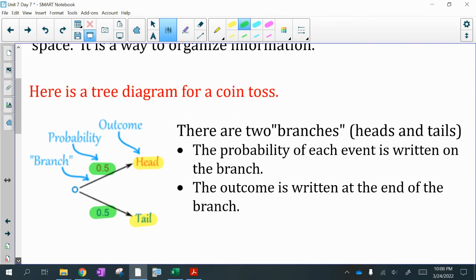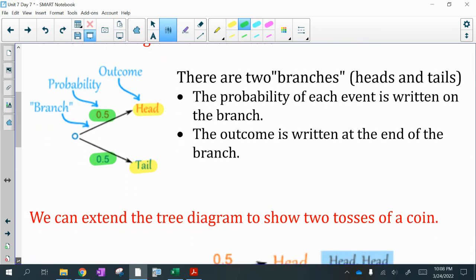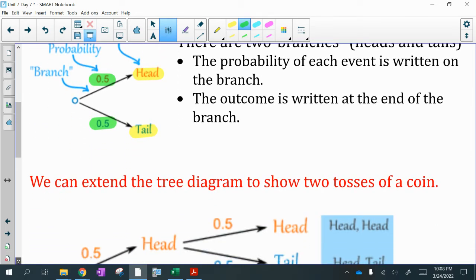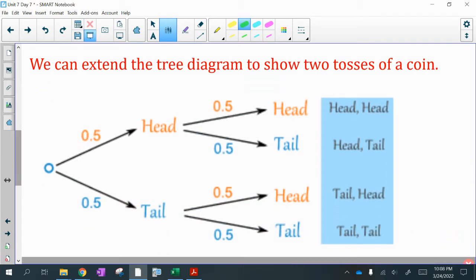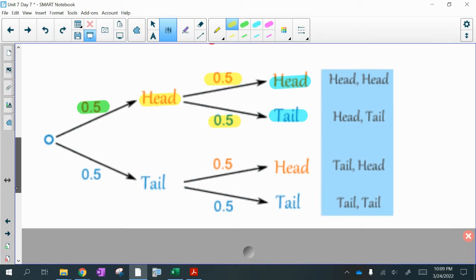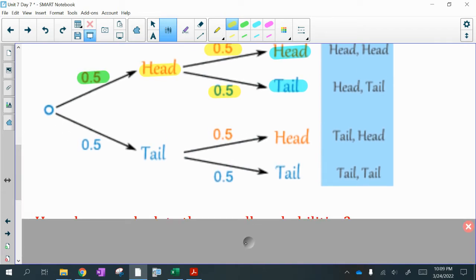Okay, let's scroll down here a little bit, and we extend this tree diagram to show two different tosses of the coin. I'll do that now, and you can see once again, on the first toss I got heads, but I also have the possibility of getting heads or tails on the second toss. Once again, I list my probability of the first one, and I list the probability of each of my others. Okay, should be fairly easy to follow.